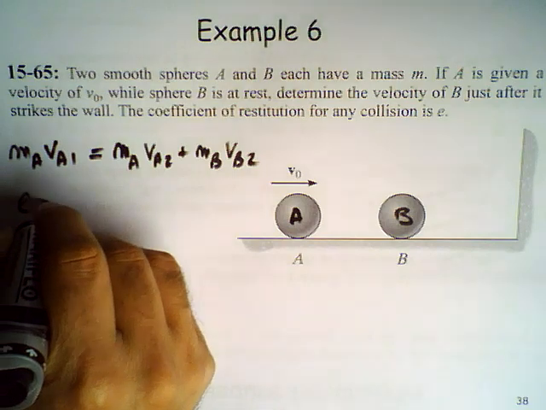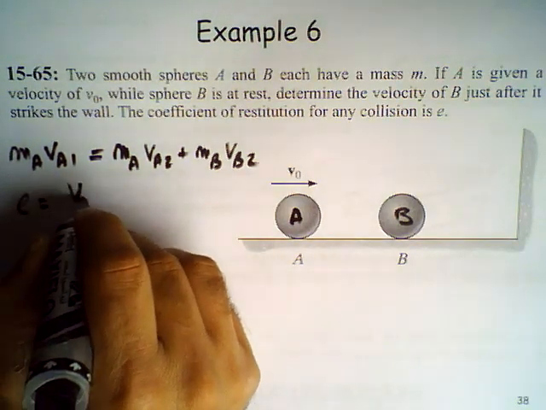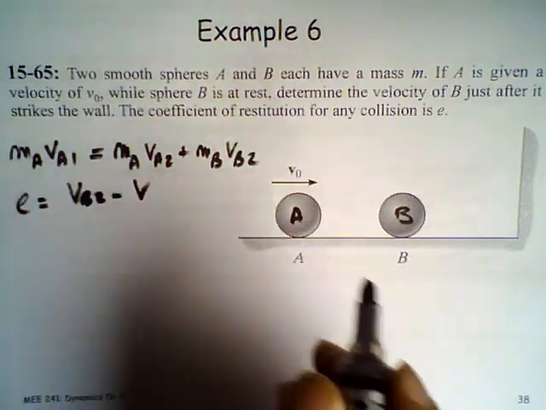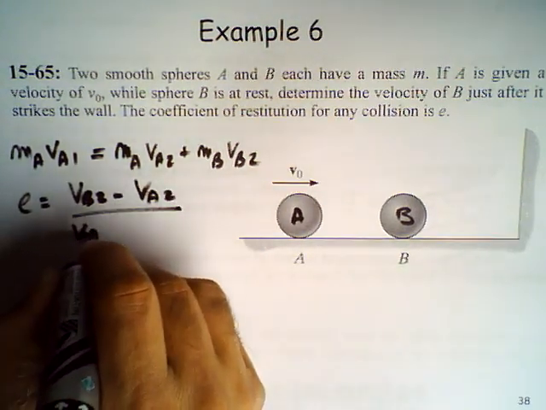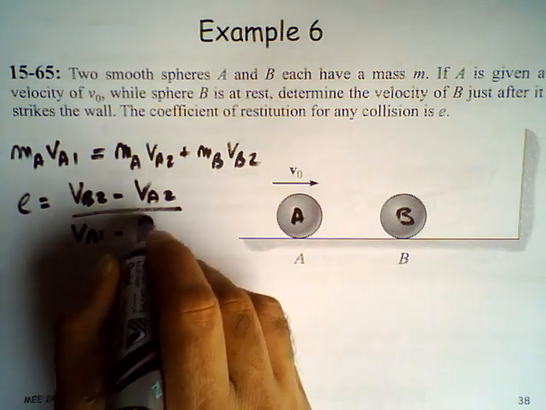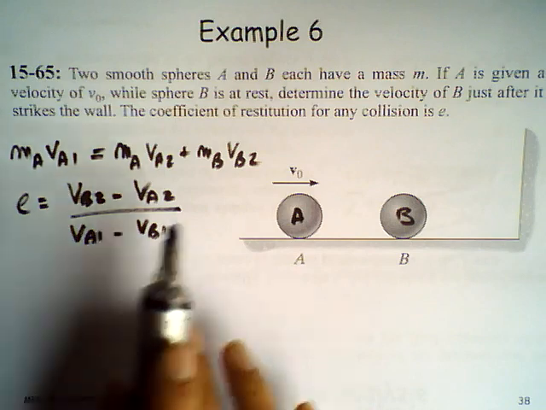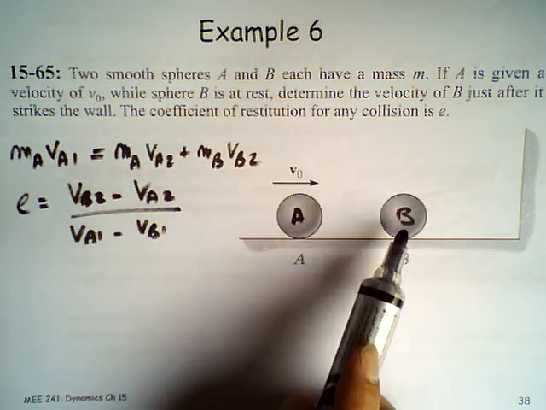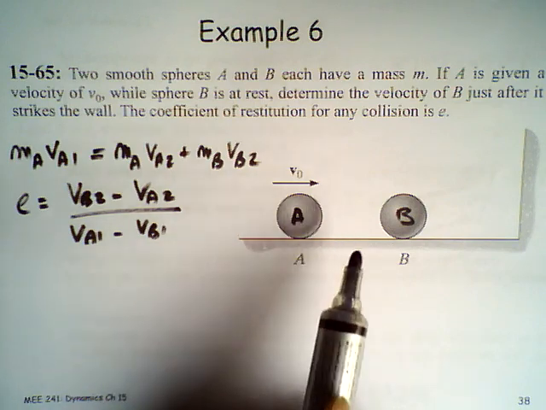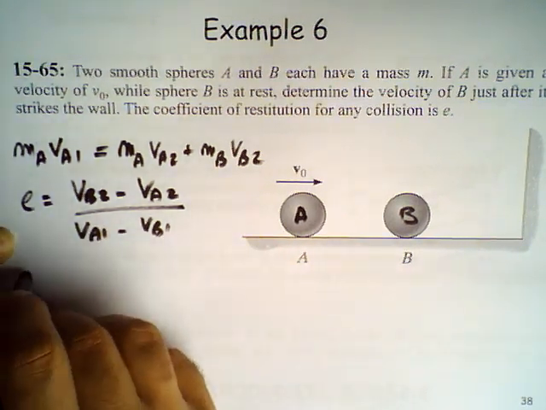So that equation is going to be E is equal to what? We said it's going to be equal to VB2 minus VA2, divide that by VA1 minus VB1. Alright guys, so now we have 2 equations and 2 unknowns. Now I will be able to solve for the velocity of B2, right? And also VA2. How do we do this? So it's just algebra, right?